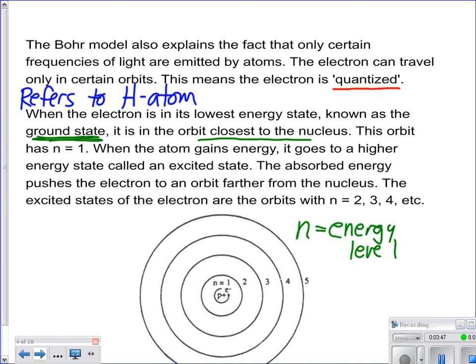When it gains energy, it goes into a higher energy state, and that's known as an excited state. So if that atom absorbs energy, the electron jumps to a higher energy level because it's pushed, basically. That absorbed energy pushes the electron to an orbit that is further from that nucleus, so that's a greater amount of energy. And those excited states for the electron would be anything 2 and greater. It would be greater than that 1.